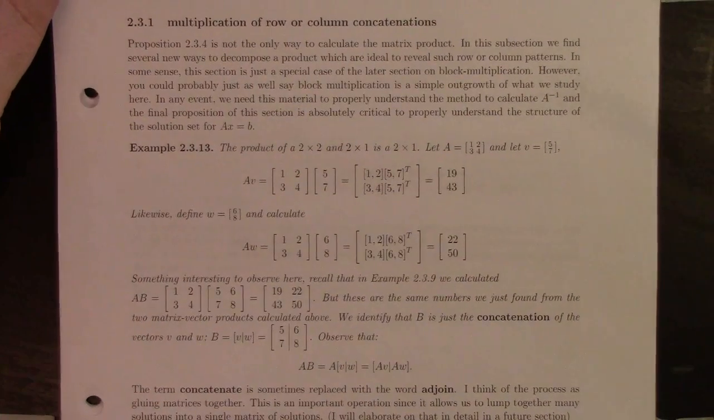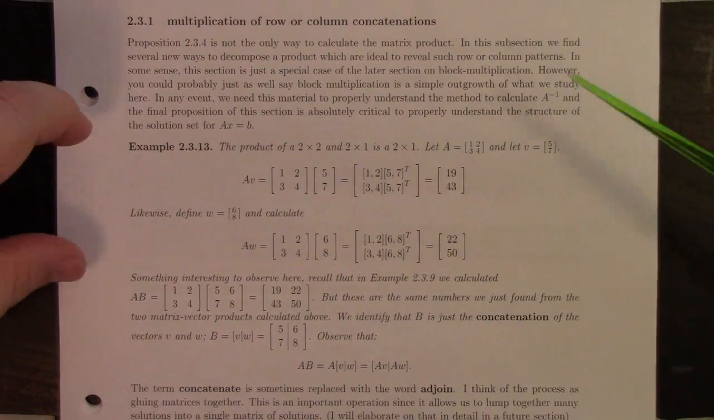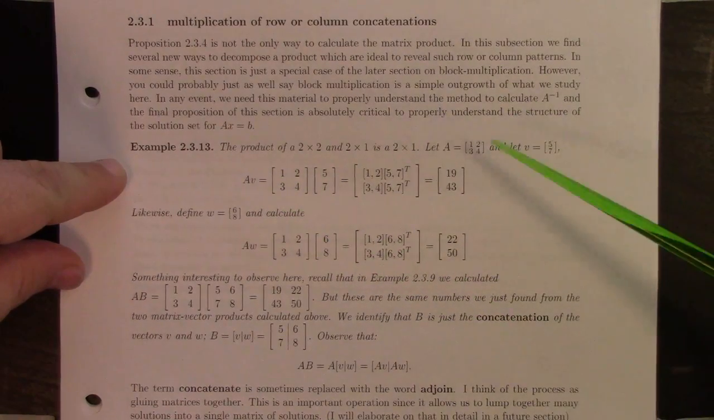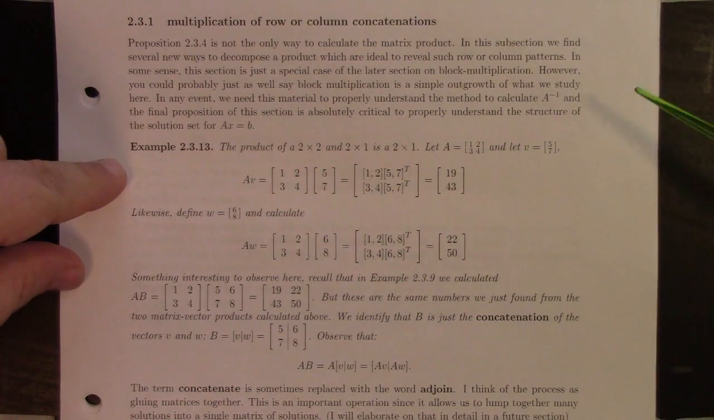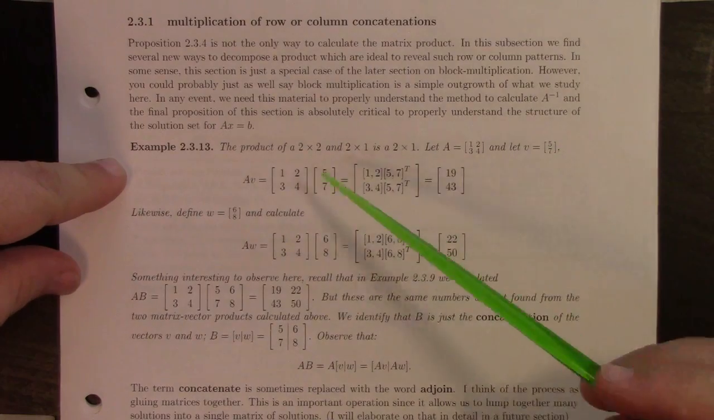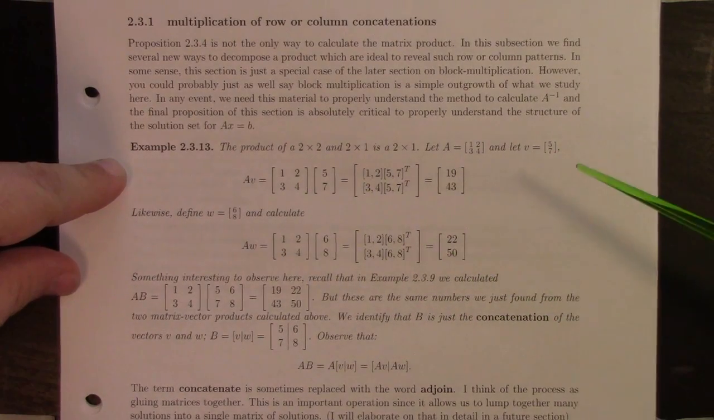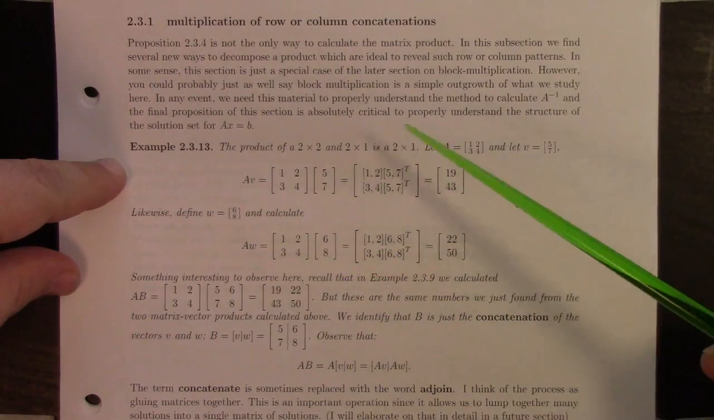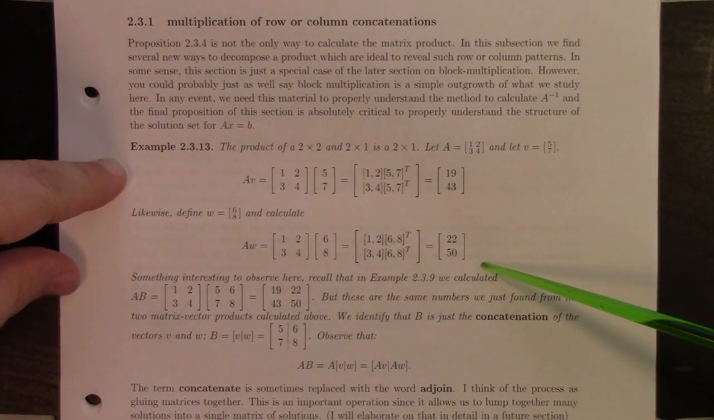All right, here we go. So this is an interesting calculation. If I take a 2x2 matrix, in particular [1, 2; 3, 4], one of my favorite matrices, and the vector (5, 7), I multiply them, I get (19, 43). If I take the same matrix A and I multiply by (6, 8), I get (22, 50), all right?